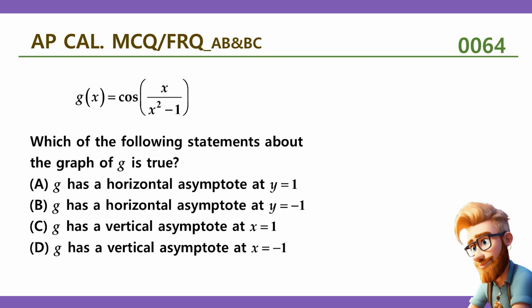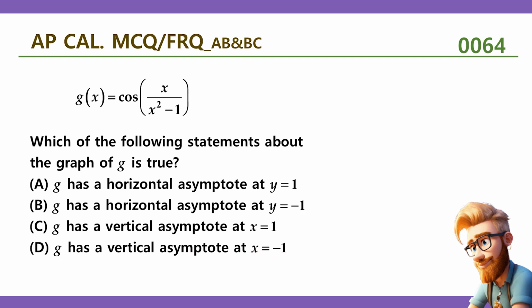Question 64. Which of the following statements about the graph of G is true? Answer choice A says that G has a horizontal asymptote at y equals 1. B, horizontal asymptote at y equals negative 1. C, G has a vertical asymptote at x equals 1. D, vertical asymptote at x equals negative 1.